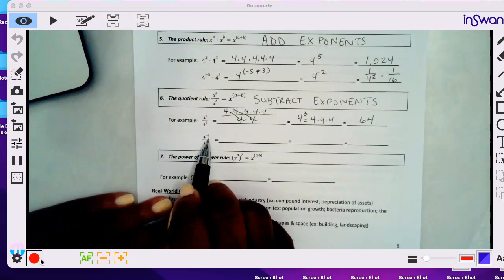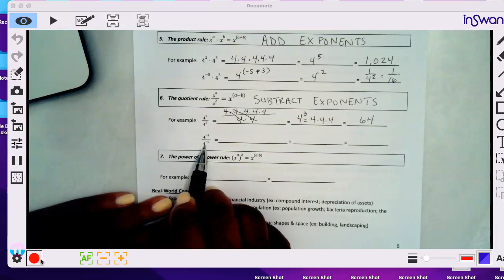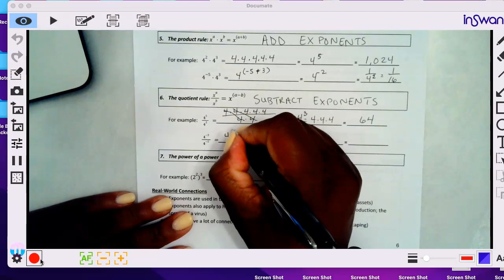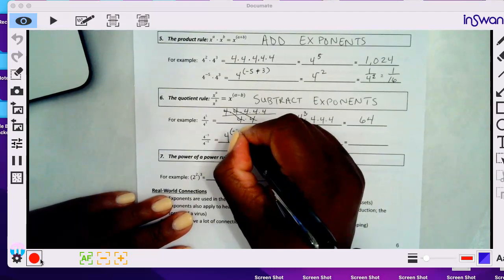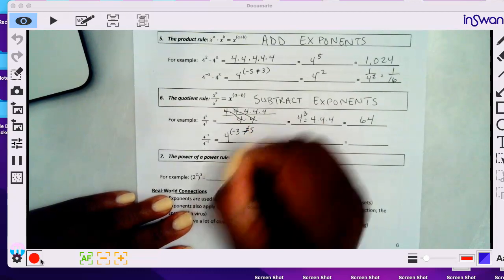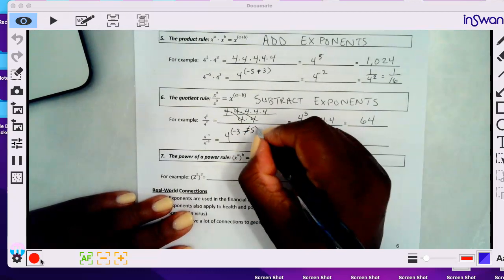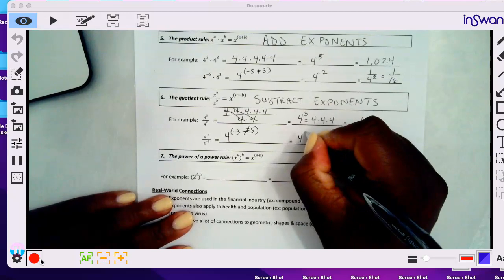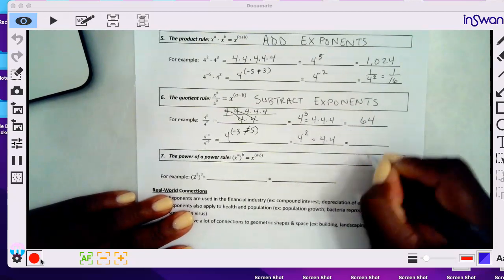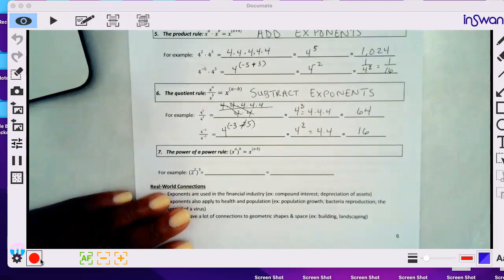You have 4 to the negative 3rd divided by 4 to the negative 5th, same base. You have negative 3 minus negative 5, 2 negatives, that makes a positive. So therefore you're left with 4 to the 2nd power, which is your 4 times 4, which is going to give you 16.